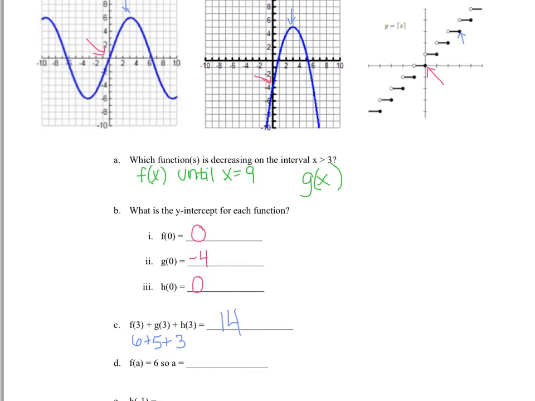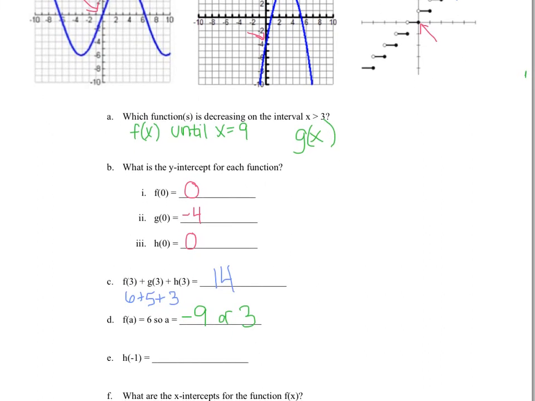Next question says f of a equals 6. So what does a equal? So in this question, they're asking us what is x when y is 6. So if we look at this, and it's going to be hard for me to draw with my pen, but there is when f of a equals 6. So we have a point here and a point here. So a is going to be -9 or 3 when f of a equals 6.